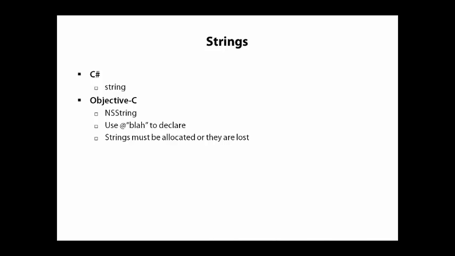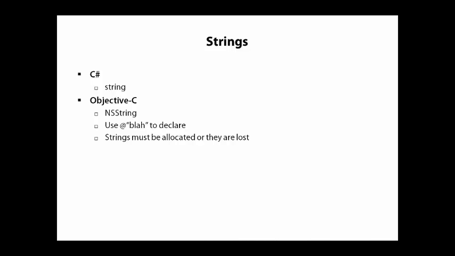Strings in C Sharp, you just have a string class. In Objective-C, we're using NSString. We can use an @ and then quotes to declare a string automatically. And remember, strings are not primitive types. Even though they're an object in C Sharp, in Objective-C, they're truly treated like an object. They're not treated like a primitive type in many regards. So you need to allocate them. They need to take up memory. You need to have that memory for them.